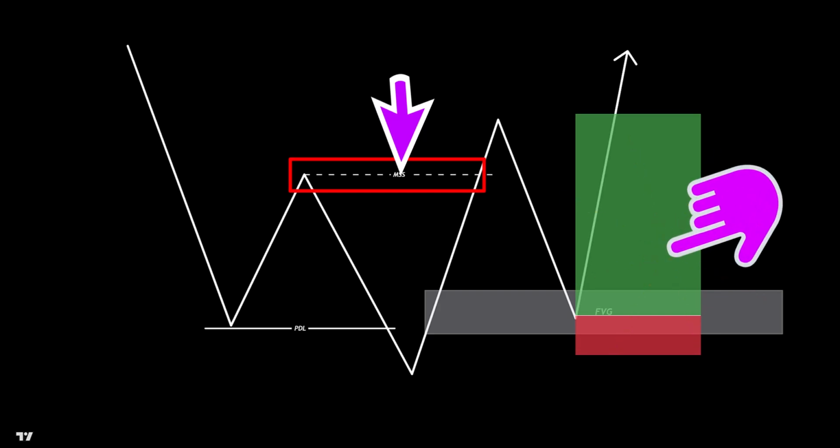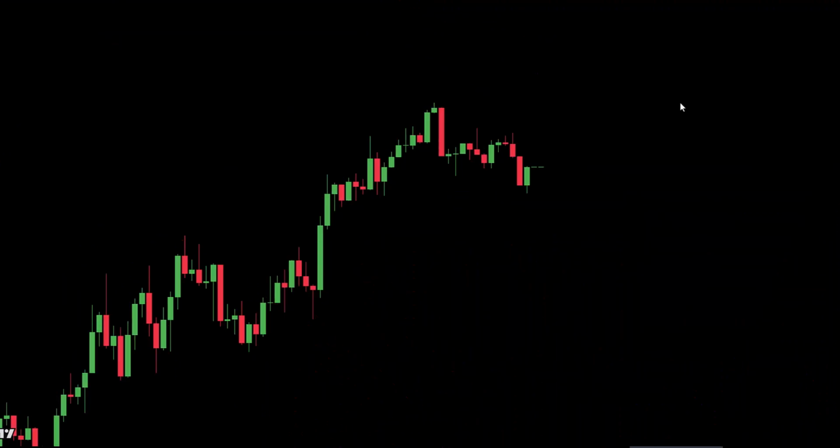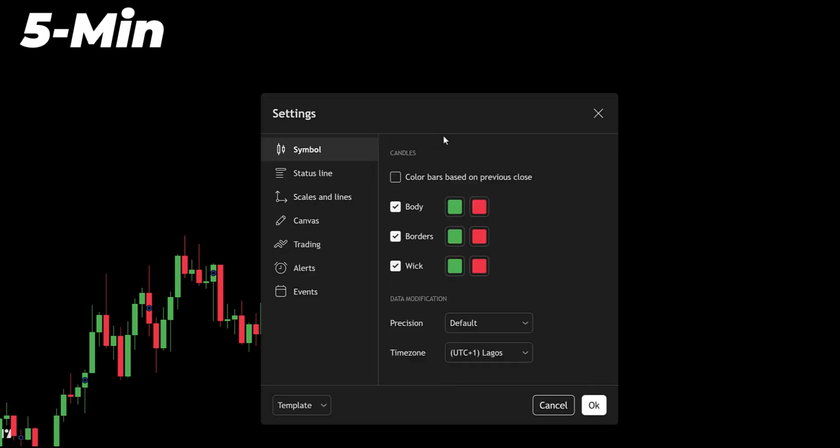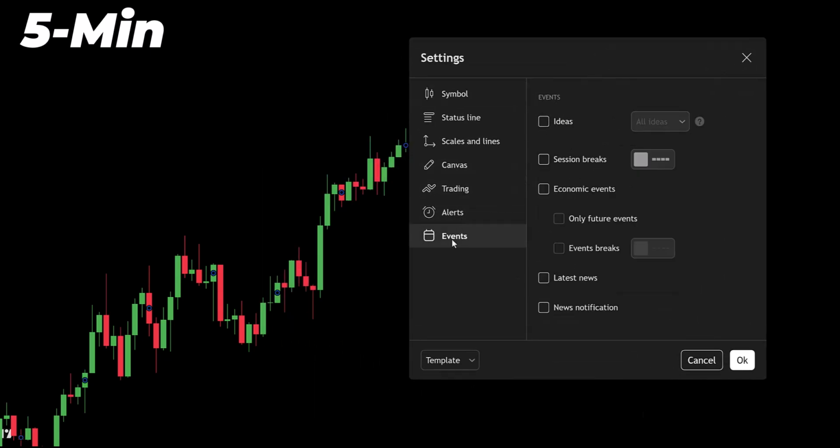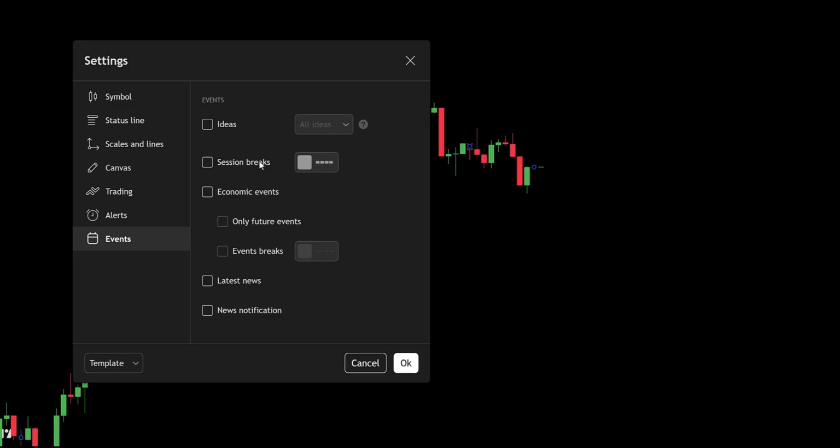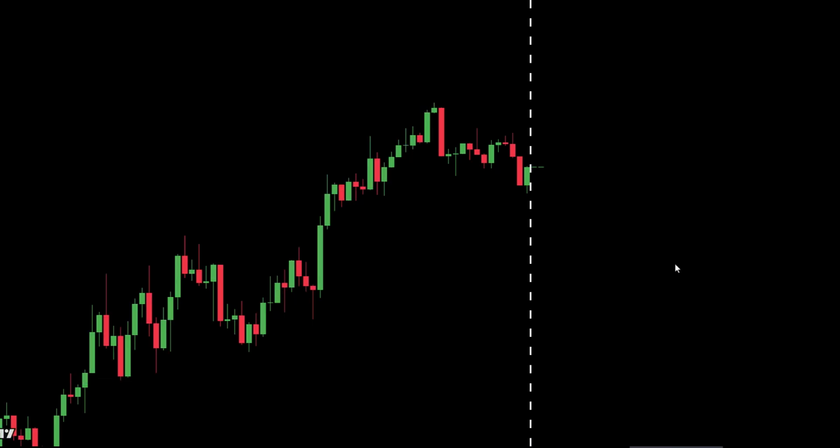To start trading the silver bullet strategy, pull up any chart on TradingView and set your time frame to 5 minutes. Right-click anywhere on the chart and go to Settings. Under the Events tab, turn on Session Breaks. This will create vertical lines to separate each trading day. For this example, we're using the Australian dollar with the US dollar 5-minute chart.